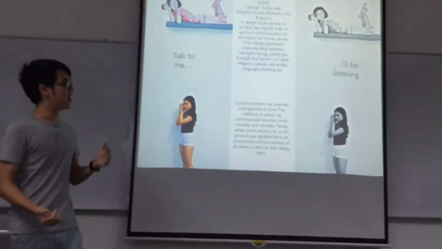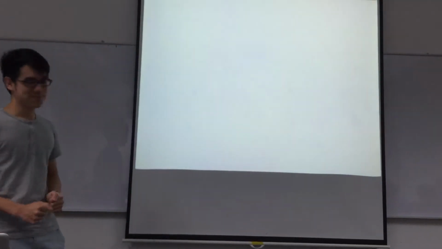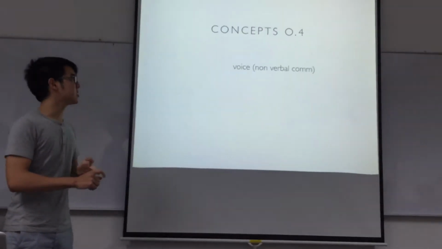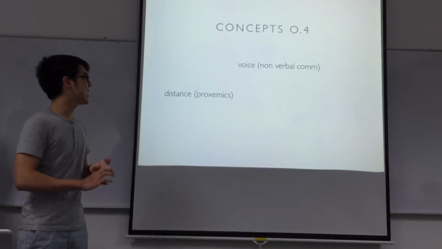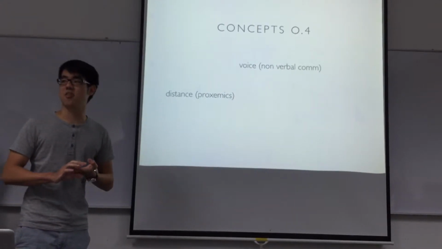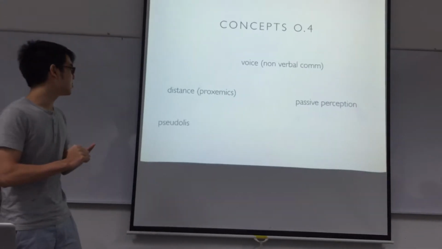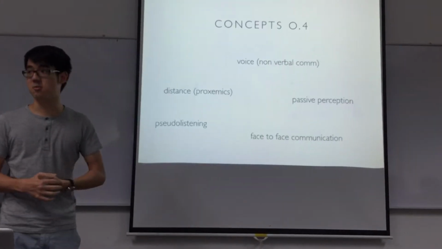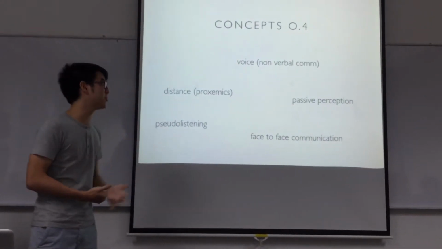So for the concepts, we have 5 concepts that you can find in this mural. The first is voice, a type of non-verbal communication. Second is distance. Third would be passive perception. Fourth is pseudo-listening. And the last would be face-to-face communication. I'm going to explain briefly what each concept means for this mural.